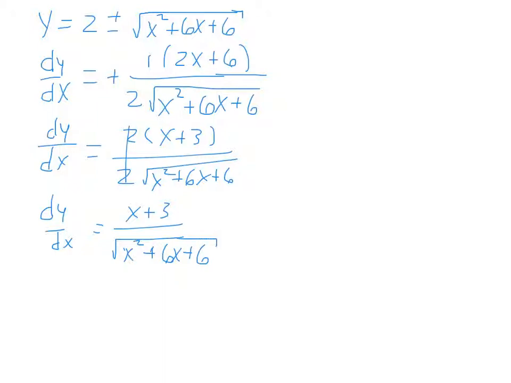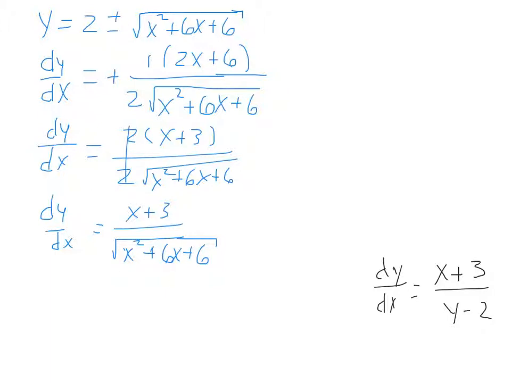Alright, but as you might notice as I flip back to the other slides, we do not have the same answer as the first one. When I did this implicitly, if you remember right, dy/dx equals x plus 3 over y minus 2. And that is not what we're seeing over here.